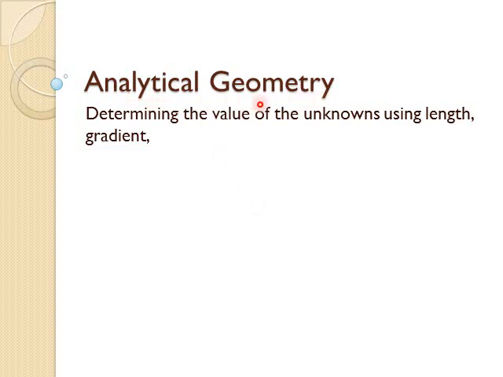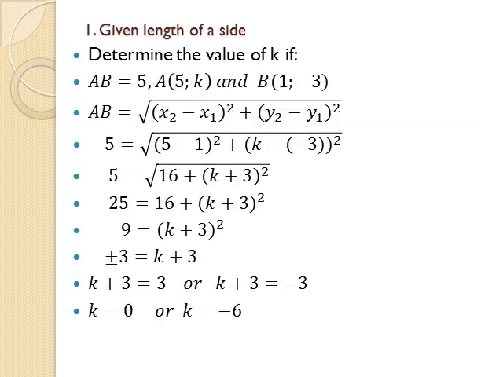In this analytical lesson, we determine the value of unknowns using length, gradient, etc. Right? So, given the length of a side, number one, they say, determine the value of k, if AB equals 5 units in length, A is (5, k), and P is (1, -3).